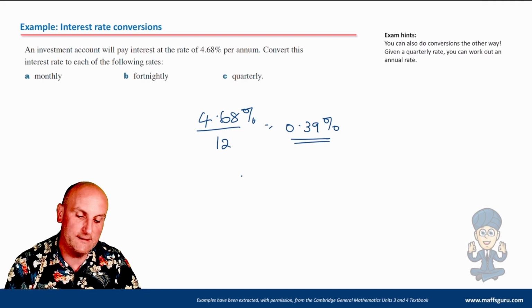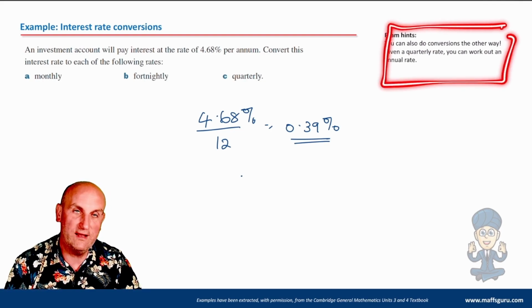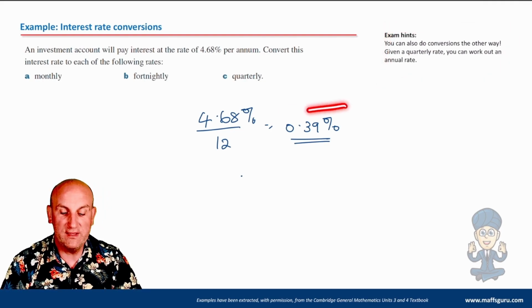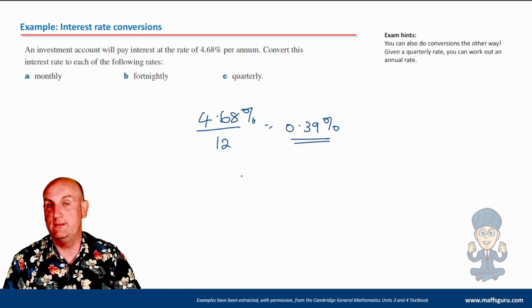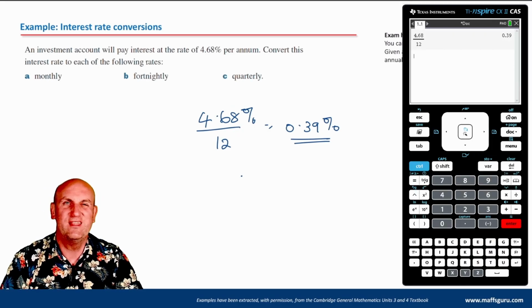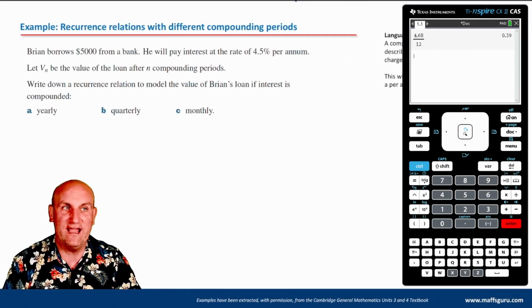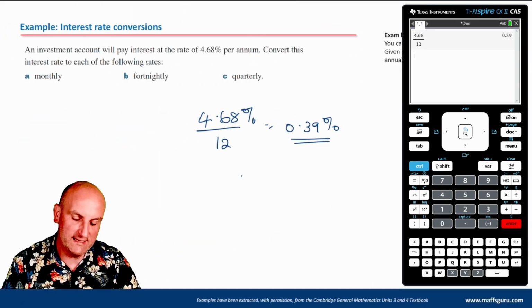Now, as I say here as well, you also have to do the conversion the other way around. So if I gave you 0.39% as a monthly rate, could you take it back to a nominal rate? That's going to be really, really important. And again, the type of stuff that happens in SACs. All right, let's go back to the next one.